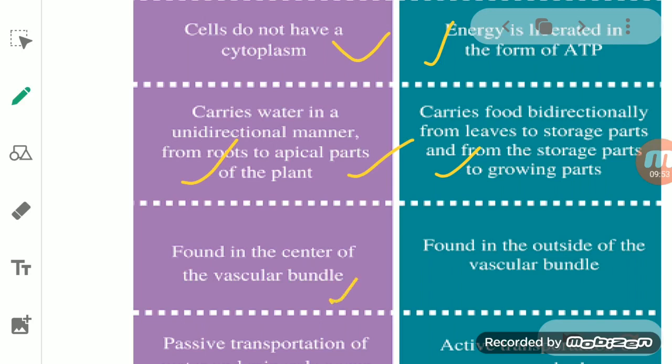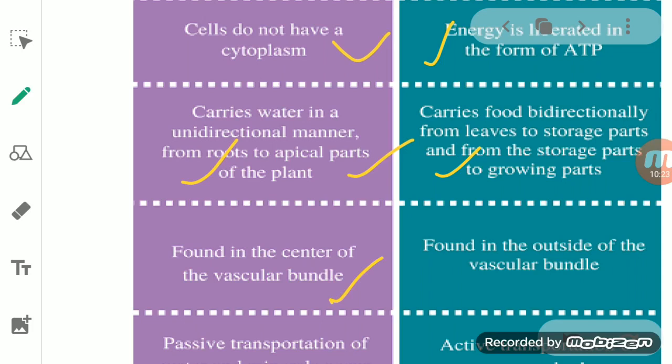Now, if you see, they are found in the center of the vascular bundle. If you see the TS of the vascular bundle, student, then you find that the xylem element, the primary xylem and the secondary xylem, is present just above the pith. Pith is what? It is the center portion of the plant. Okay, center. If you take a TS of a plant, then you find that pith is present at the center.